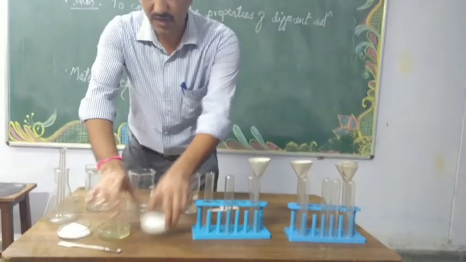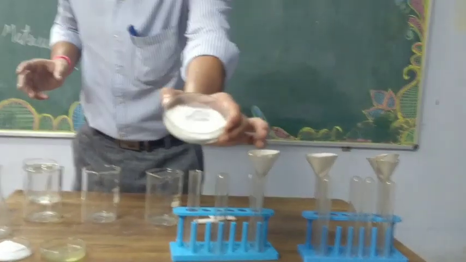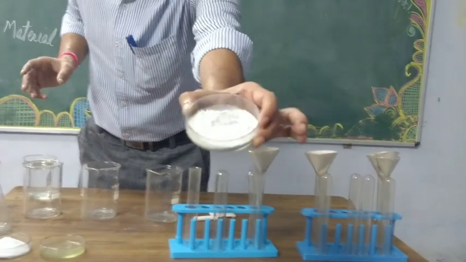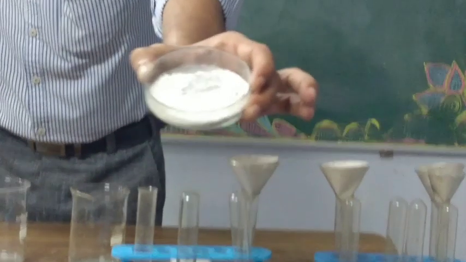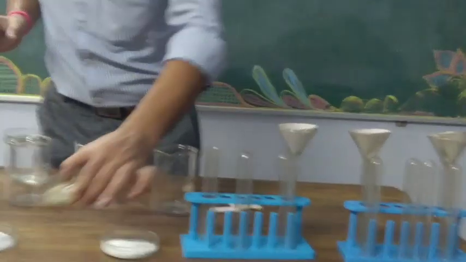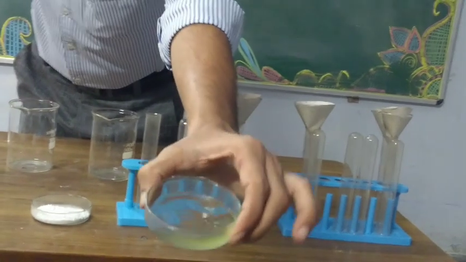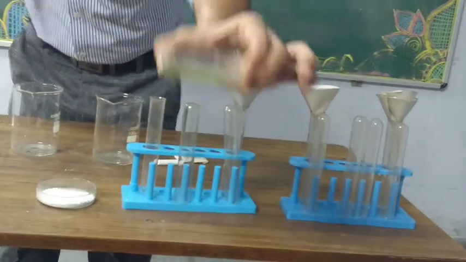Then you see I have three materials also. This is the chalk powder. I think you are able to clearly see this chalk powder. Then you see this material, and guess what this is? This is the egg albumin.